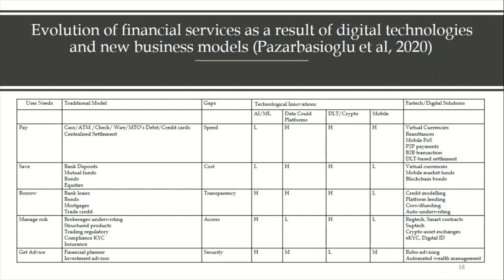So the traditional model has some gaps, whereas in the digital solution we have mobile POS, P2P, virtual currencies or maybe blockchains, mobile money funds, and crowdfunding. For borrowing, there's credit modeling, auto underwriting, and some RegTech. That is eKYC, electronic know your customer, and digital ID, and also robo-advising systems. So this is basically the difference between the traditional model and the digital model.